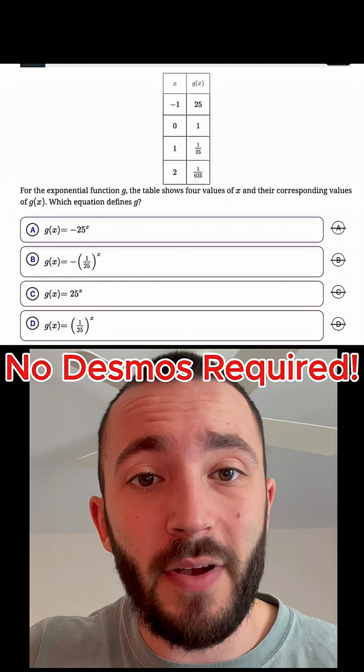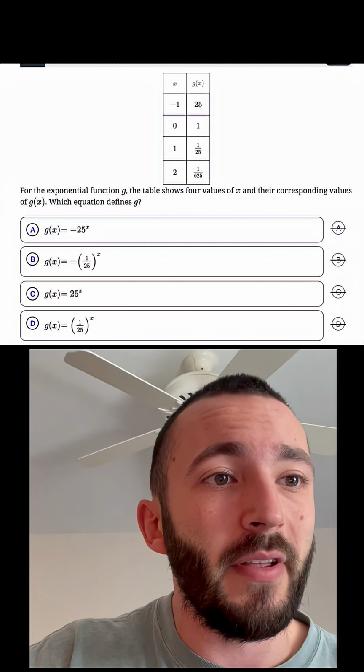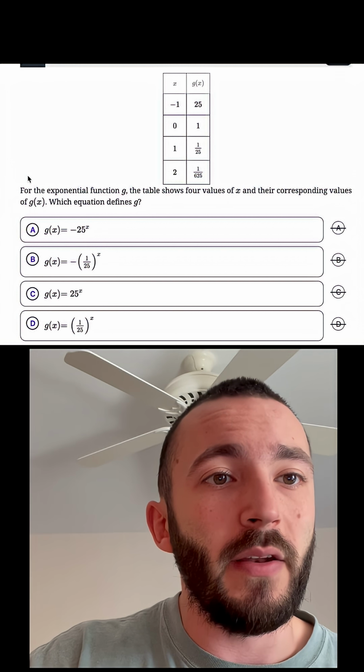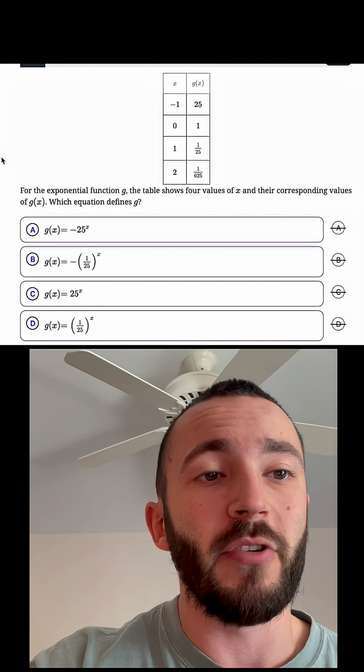This is the perfect example of a problem you should not be using Desmos on. This problem says for the exponential function g, the table shows 4 values of x and their corresponding values of g of x. Which equation defines g?